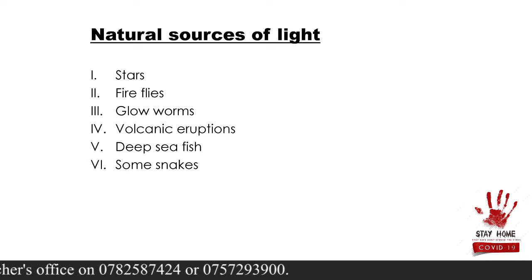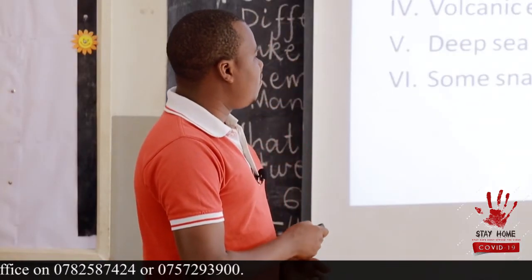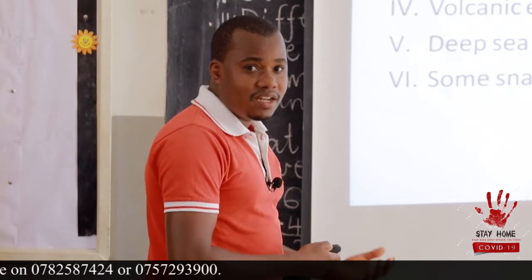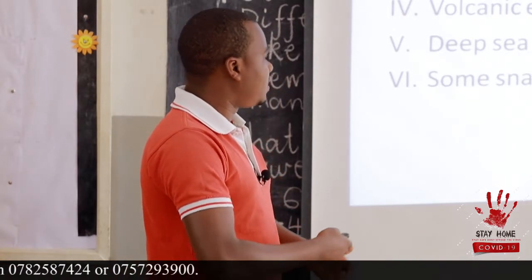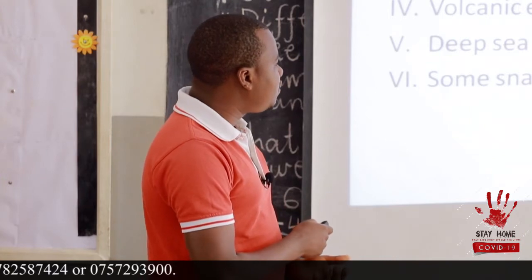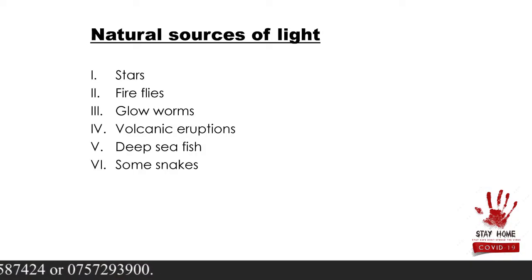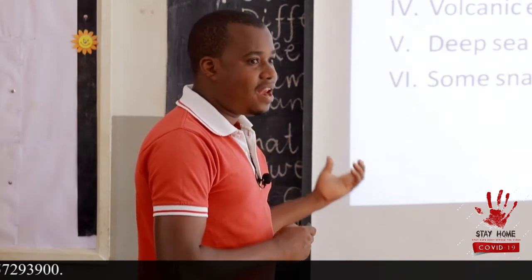Those are natural sources of light. There is no one who has ever made a snake. So some snakes are sources of light, some of them. Then we have the deep sea fish. No one has made them. Volcanic eruptions, no one can make them. Glowworms, fireflies, and stars. These are natural.